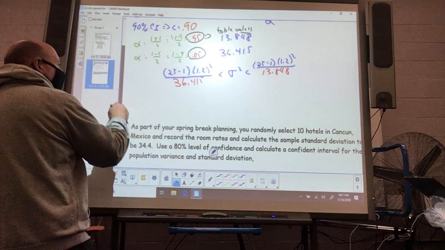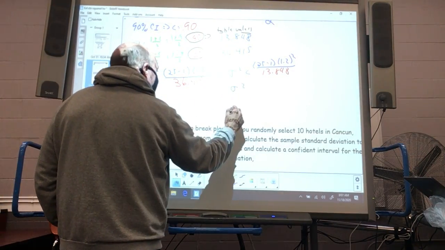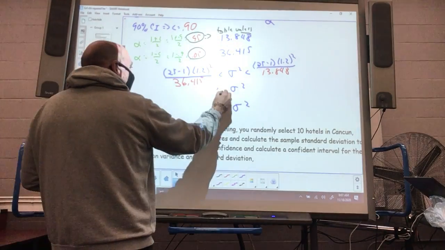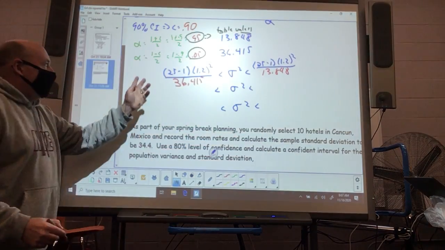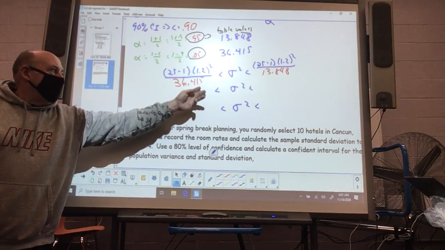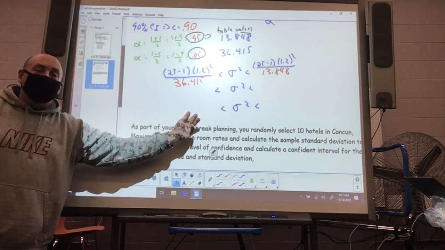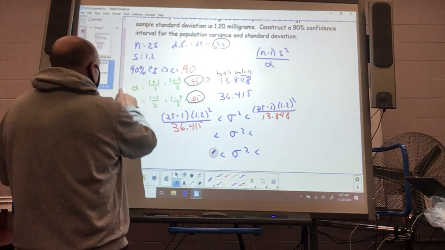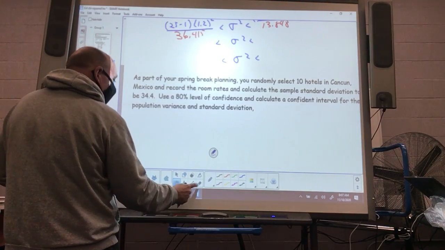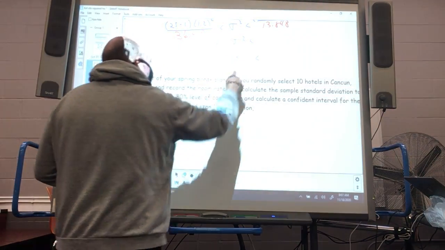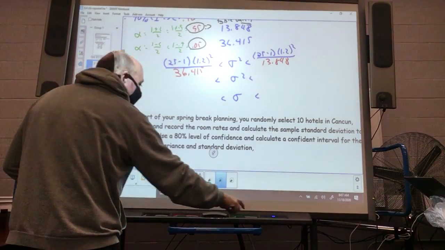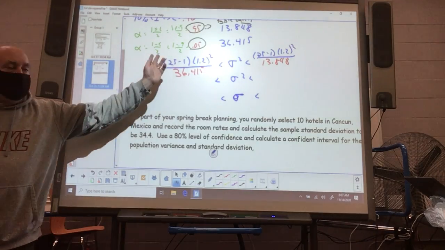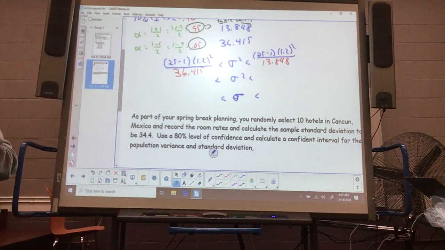Now, what I suggest you do is work yourself down the column here. Deal with your division here, find your value, and then take the square root of that value to find this value here, for the standard deviation. And do some mental math here.